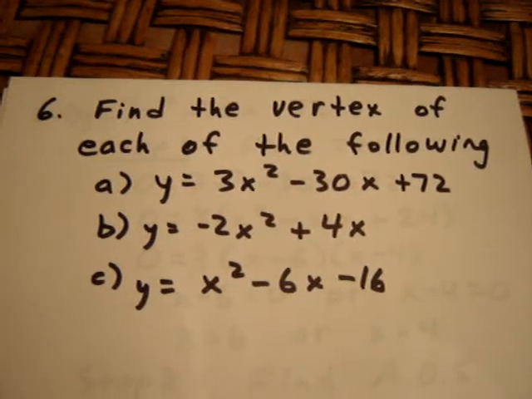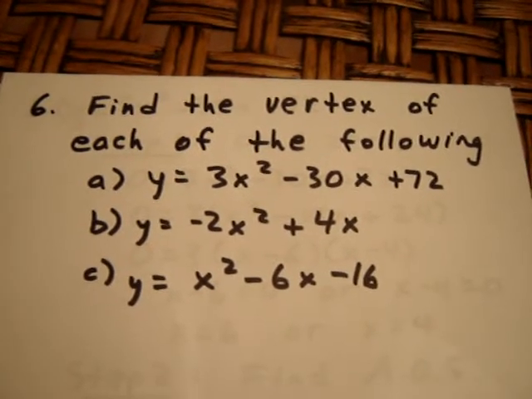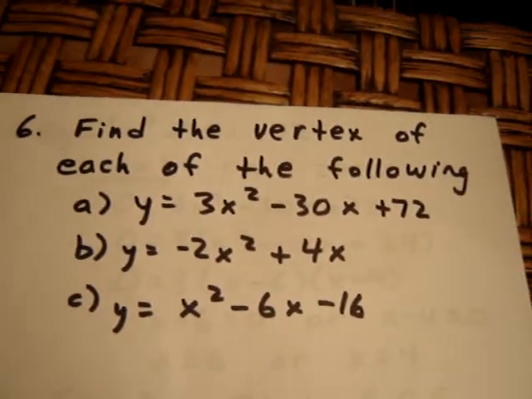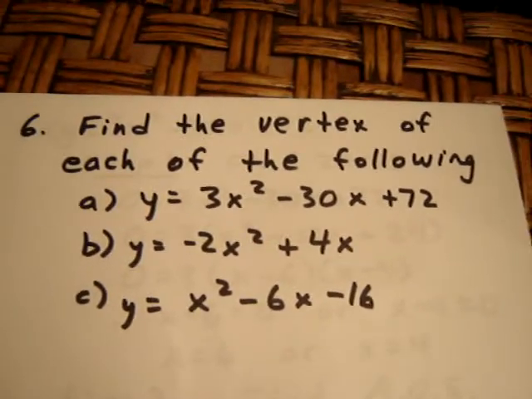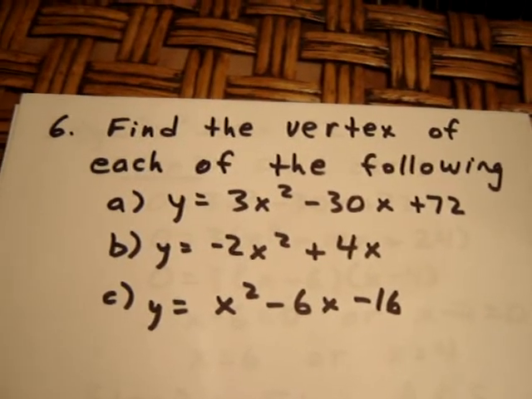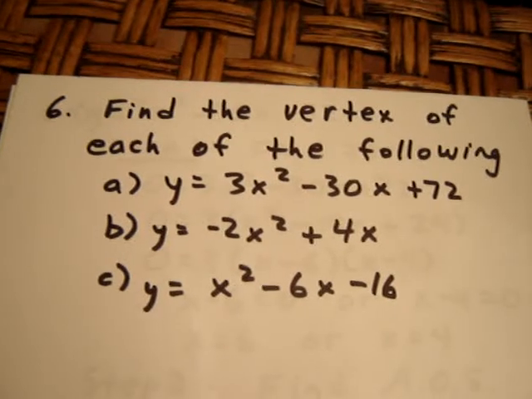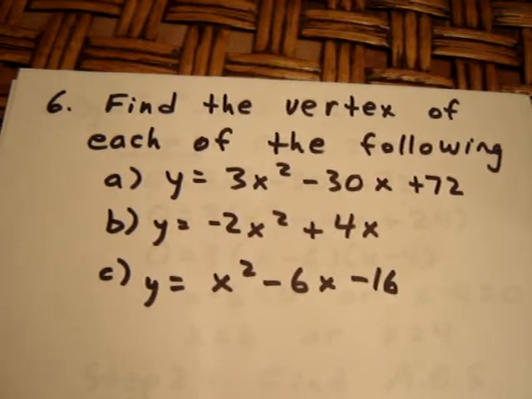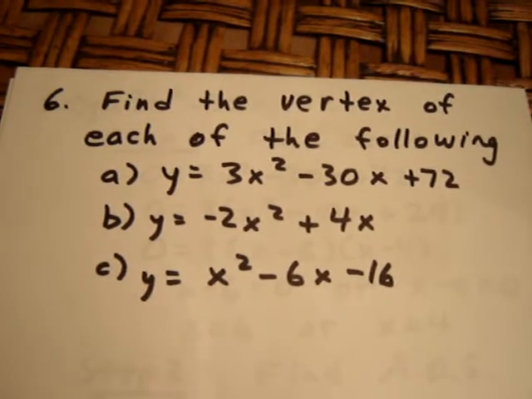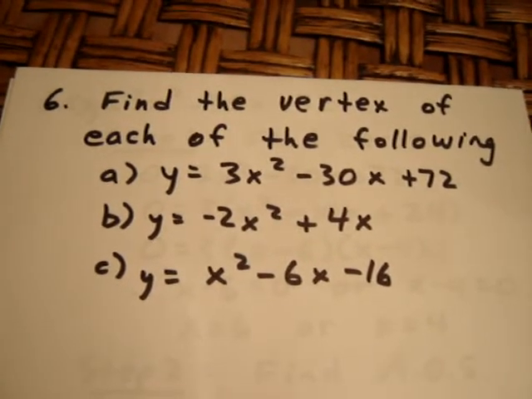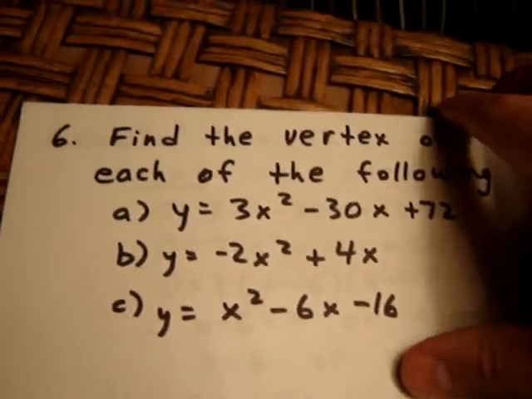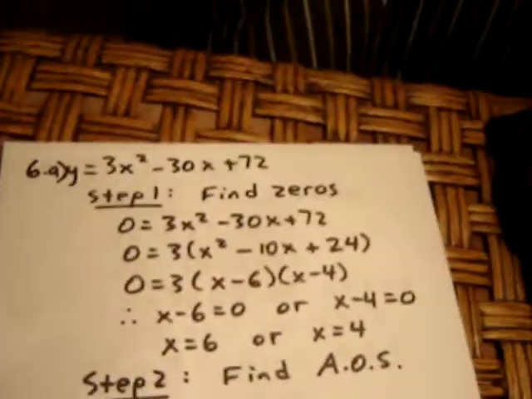For our next question, we're asked to find the vertex of each of the following. Well, to find the vertex, we're going to have to first find the zeros, then find the axis of symmetry, and since the axis of symmetry cuts through the vertex, by finding the axis of symmetry, we will know the x value of the vertex, and we'll be able to find the y value of the vertex by simply plugging it in to the equation of the parabola. Let's see it in action for a few questions.